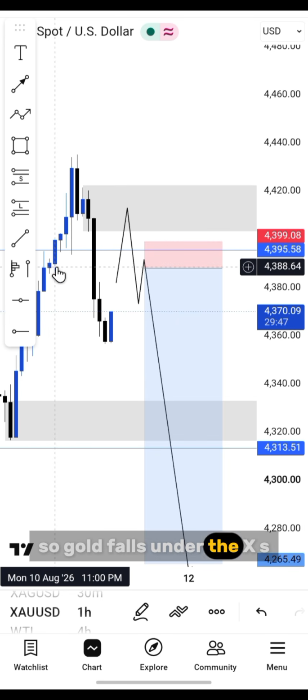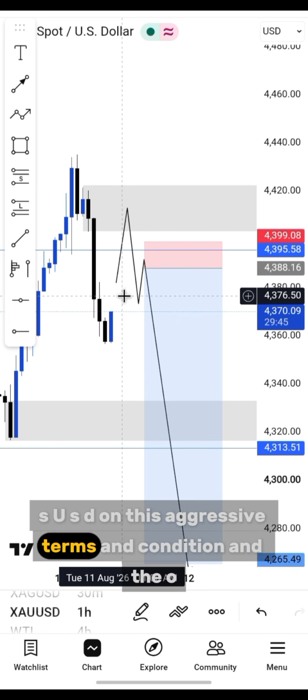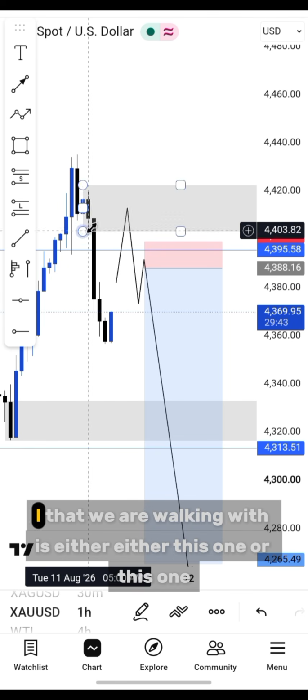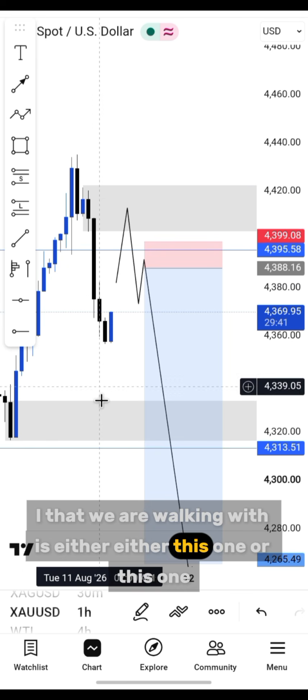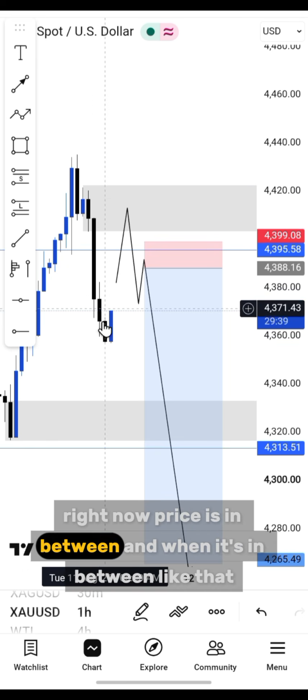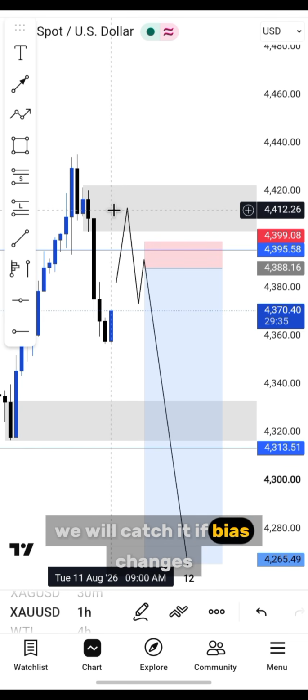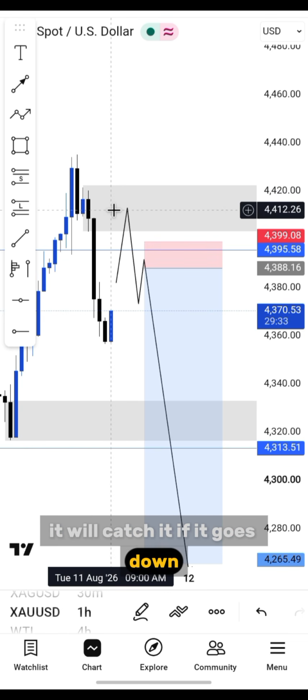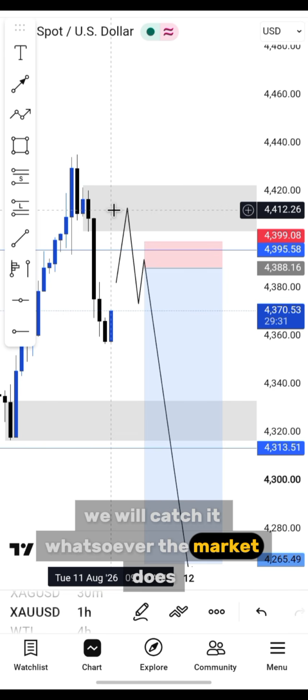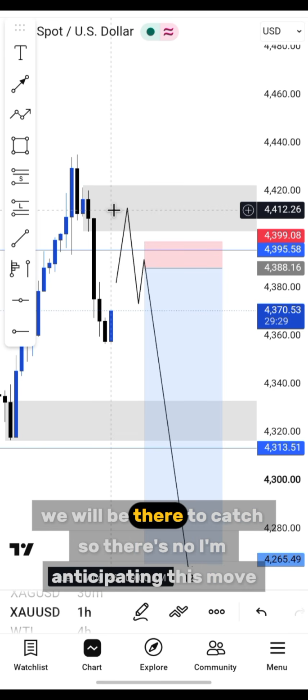So gold falls under the XAU USD on these aggressive terms and conditions, and the POI that we are working with is either this one or this one. Right now, price is in between, and when it's in between like that, it's decisive. If it goes up, we will catch it. If bias changes, it will catch it. If it goes down, we will catch it.